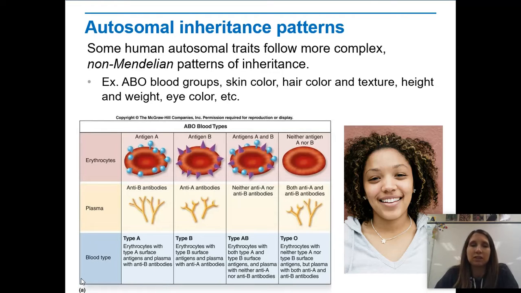And these would be things like blood type in humans. So if you're type A blood or type B blood or AB or O, skin color, hair color, texture, height, weight, eye color, lots of other human characteristics. And these were all pretty much covered in section 12.3. So just recognize that there are a couple of different ways that we can inherit these autosomal traits and express their phenotypes. But what they all share in common is the fact that they're on those chromosomes 1 through 22. Okay.